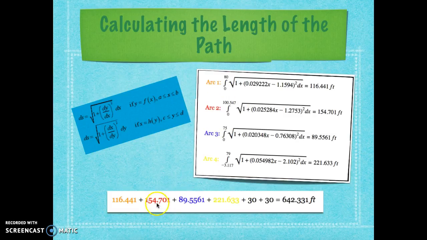Down here, you can see how I added up each of these lengths. These numbers, 30 and 30, were shown from the straight lines on the path that I showed before. Adding up all these arcs gave me a grand total of 642.331 feet long.